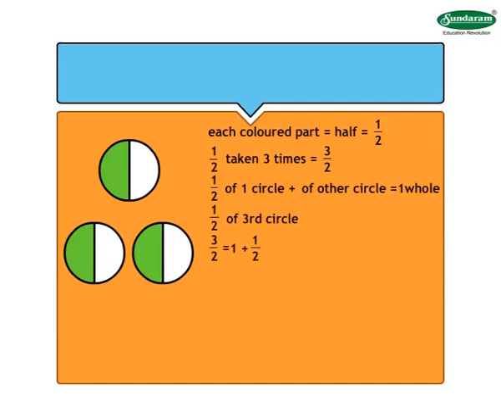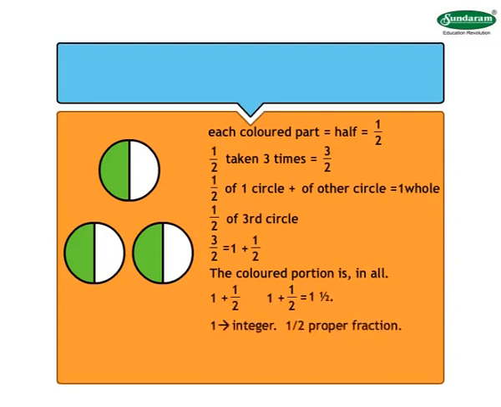Thus, 3 upon 2 can also be written as 1 plus 1 upon 2. Hence, the colored portion is in all 1 plus 1 upon 2. In short, 1 plus 1 upon 2 is written as 1 and 1 upon 2. In the fraction 1 and 1 upon 2, 1 is an integer and 1 upon 2 is a proper fraction. Thus we can see that 1 and 1 upon 2 is a fraction with a whole number in it, or a mixed number. We will now solve exercise 29.